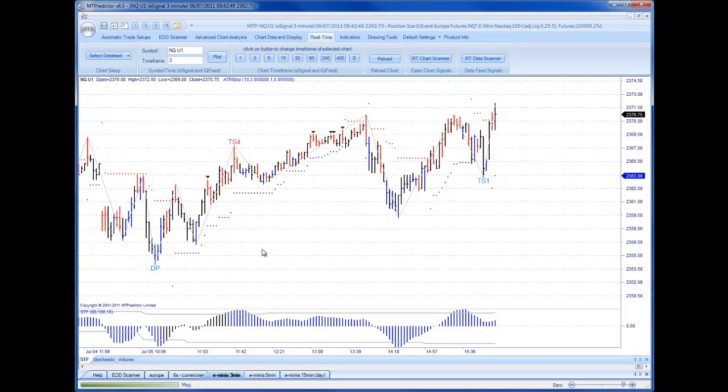Today I'd like to take just a quick look at how, as a standard trader, in other words if you're new to MTPredictor, you can use the STF color, which is our strong trend filter color down here, to help filter your trades in the direction of the main or larger degree trend. You can see here, this is a 3-minute chart of the NQ.